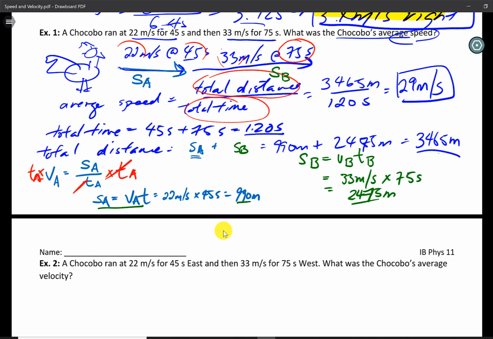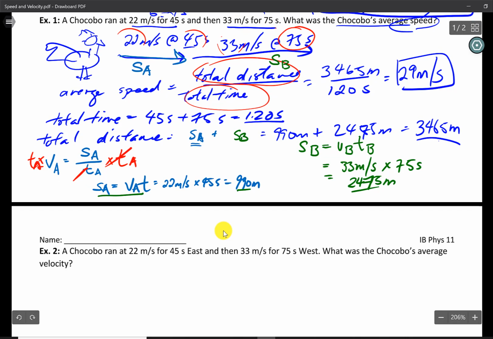So example 2 is something I want you to try. And hey, the question looks very similar, but be very careful. I've added two things. I've added that the chocobo is running east in the first segment and west in the second segment. The question is now different. What is the chocobo's average velocity?